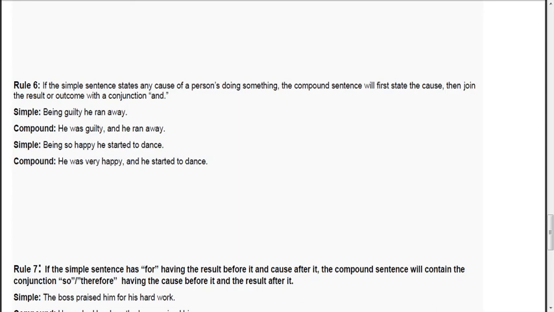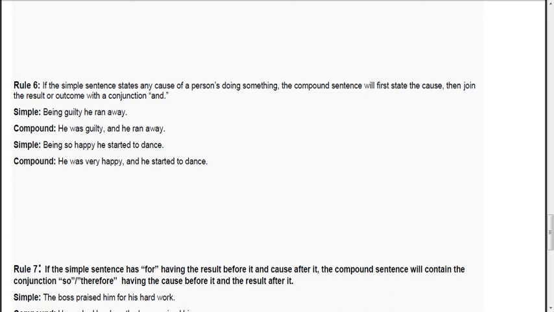Hopefully you are getting this. If there is any action, it has a cause and a result. So first you will write the cause, then the result, but in the middle we will put the conjunction and. So let's see the example. Being guilty, he ran away. If you want to change it to compound, what comes? He was guilty and he ran away.